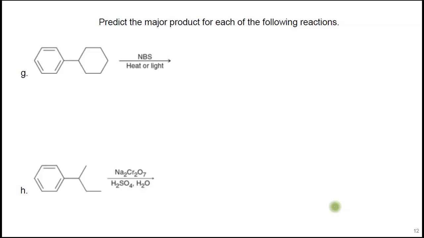All right, predicting products here. This is one of the problems in the book that for some reason didn't get numbered, so it's an unnumbered problem. NBS is going to brominate at the benzylic position. Sodium dichromate is going to oxidize benzylic hydrogens, and we get benzoic acid. So even though it's secondary, all of that stuff gets cut off. We just end up with benzoic acid.